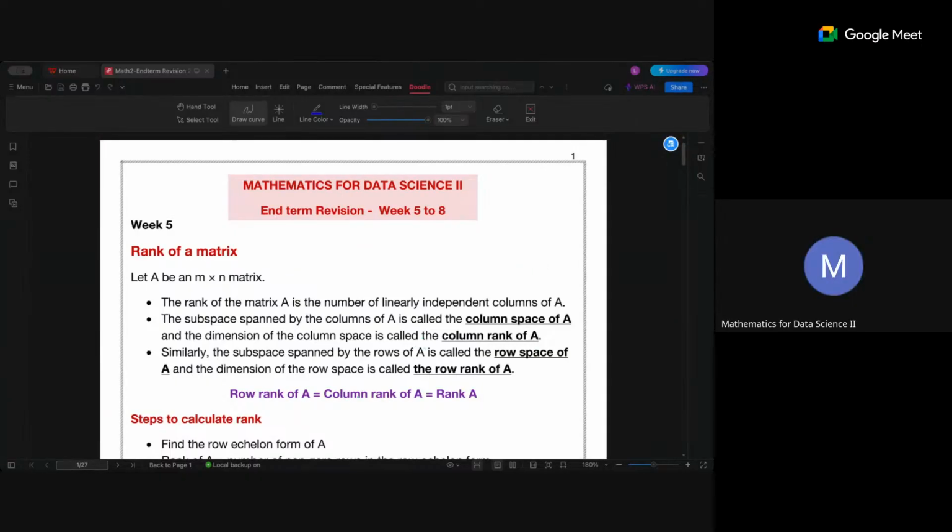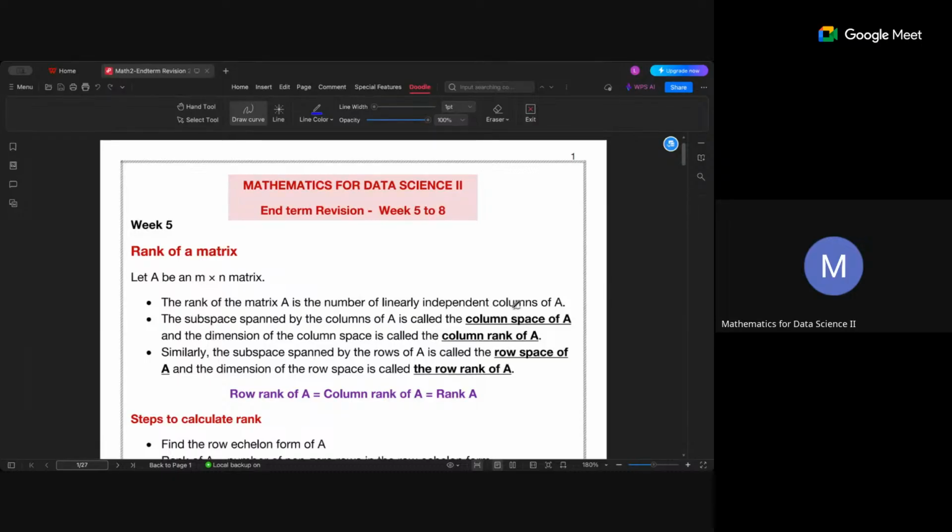So we have already seen how to apply Gaussian elimination to find the REF or RREF form of a matrix, right? Now, what is the rank of a matrix? You take any m by n matrix A. The rank of the matrix A is the number of linearly independent columns of A. This is the definition for the rank of a matrix.